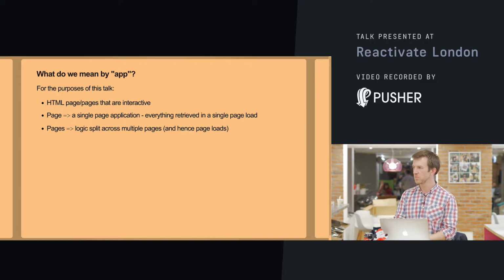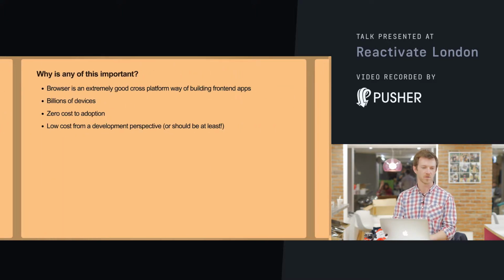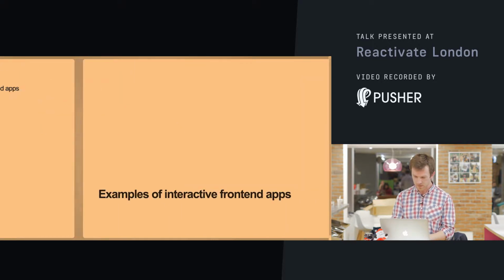So why is any of this important? Again, I'm sort of preaching to the converted here because everybody here is on that bandwagon already. The browser is an extremely good cross-platform way of building front-end applications. Billions of devices out there, almost zero cost to adoption from that perspective. So again, there should therefore be a low cost from a development perspective as well.